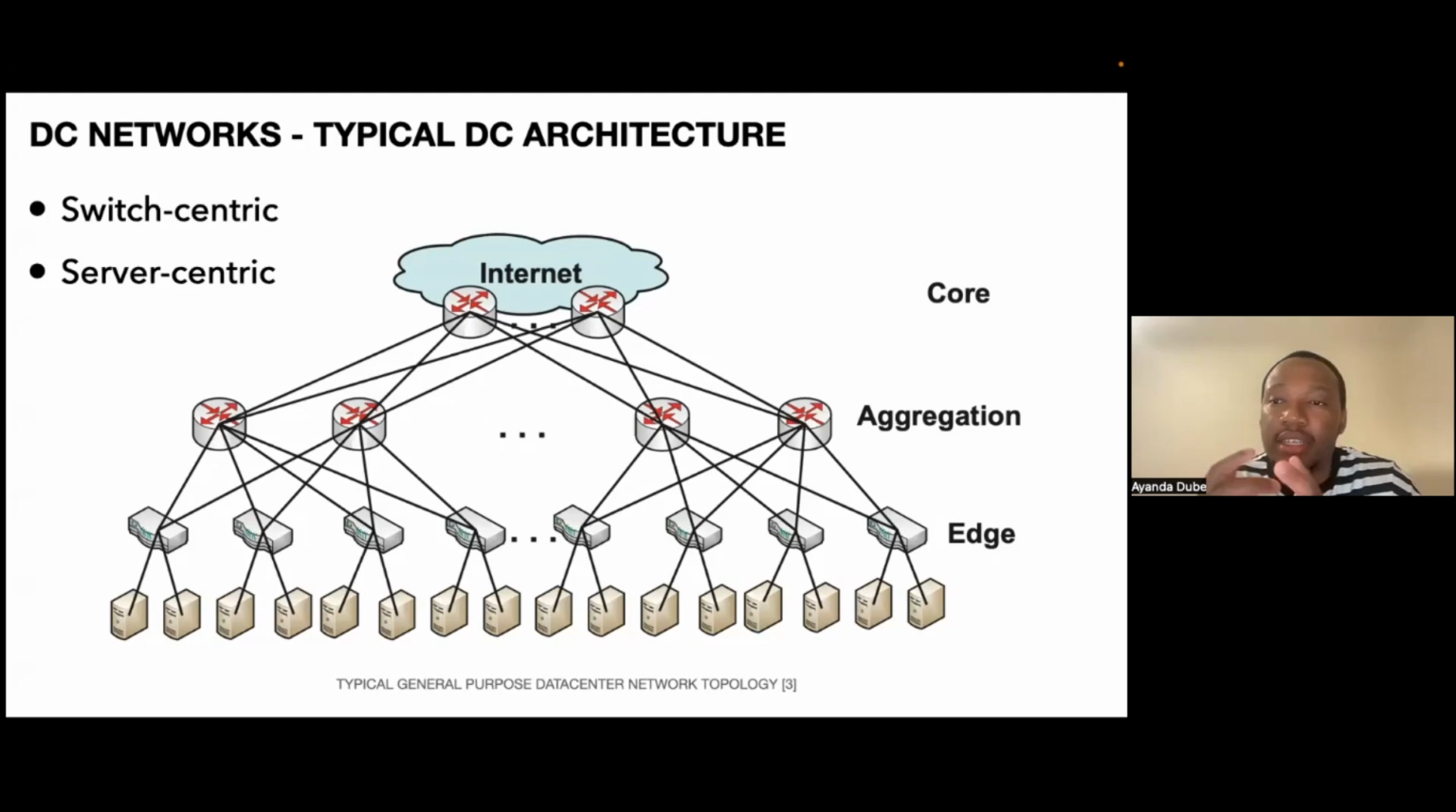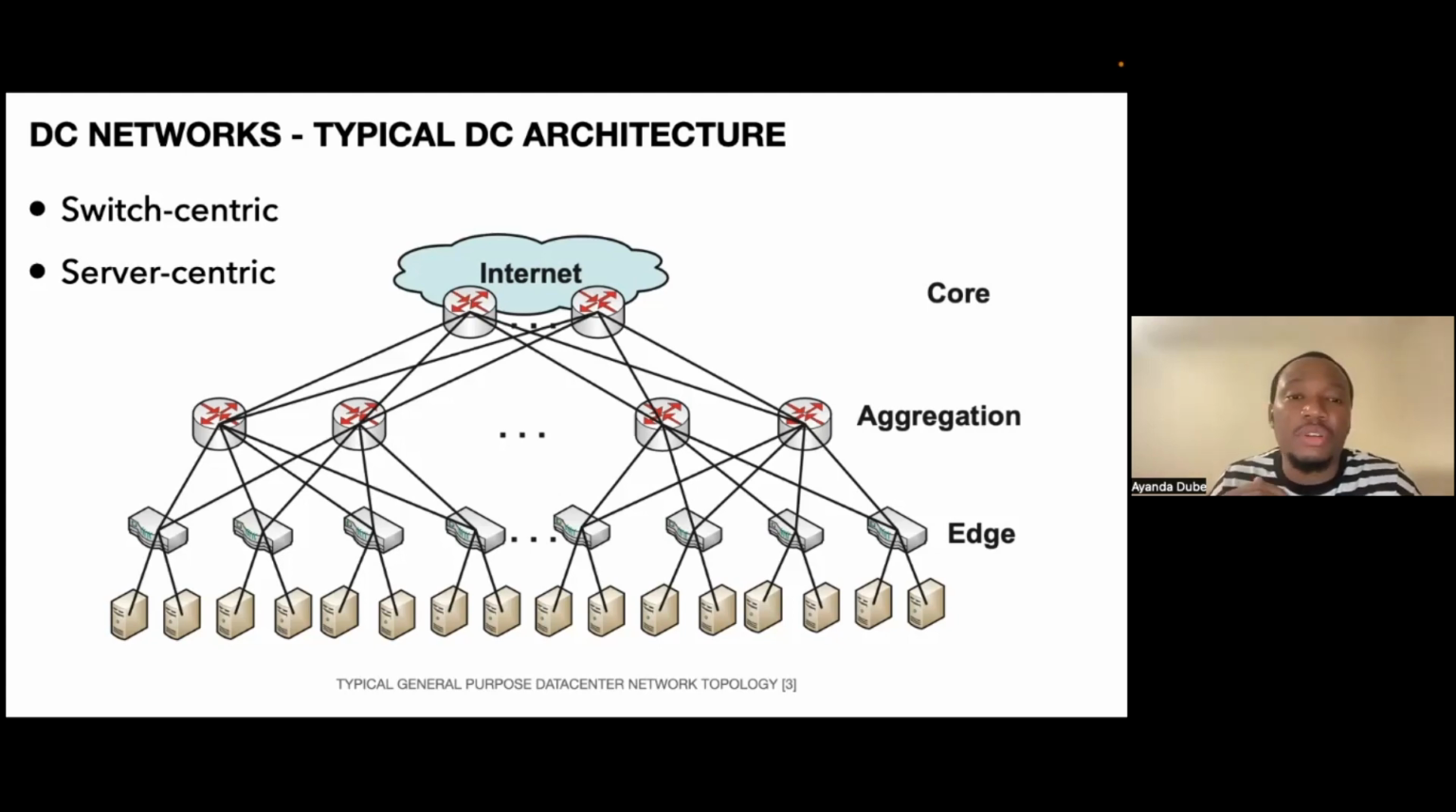Usually data centers are classified into two types: switch-centric data centers and server-centric data centers. If you look at the whole network architecture of data centers, that's the main classification that is used. With switch-centric data center networks, all the routing is handled by the switches and the routers. That is the main distinction there.